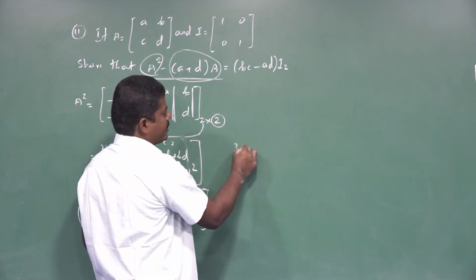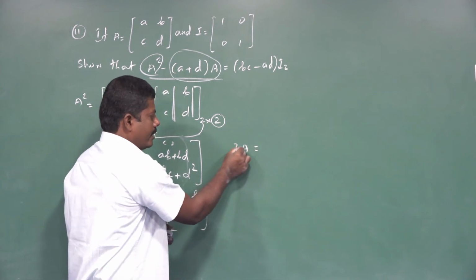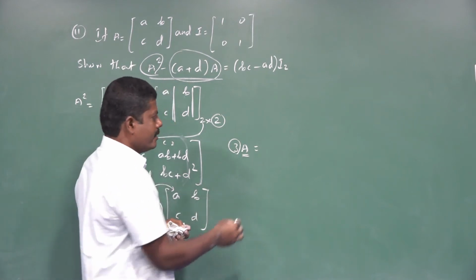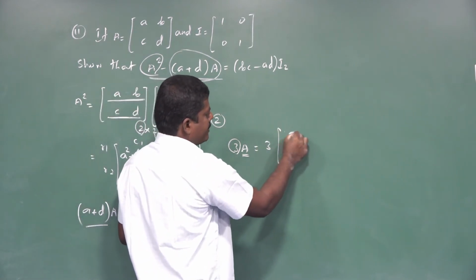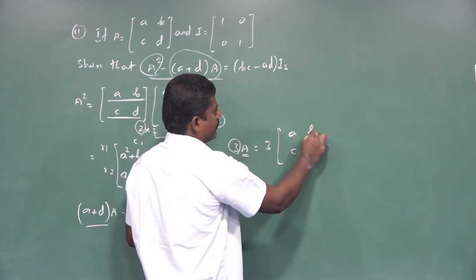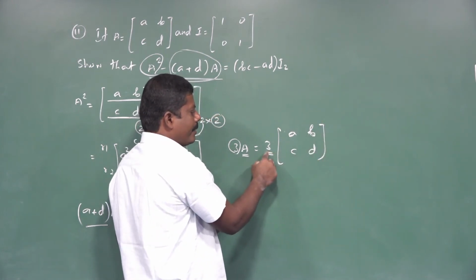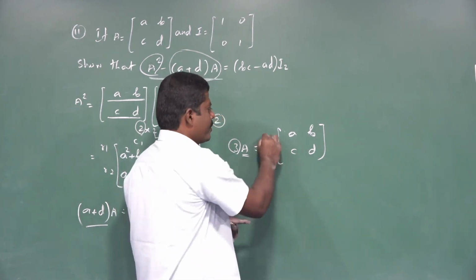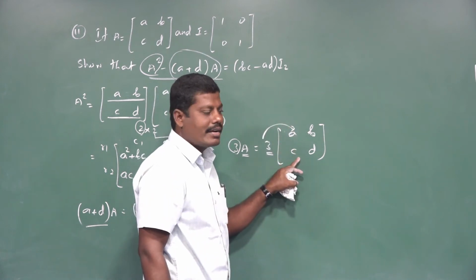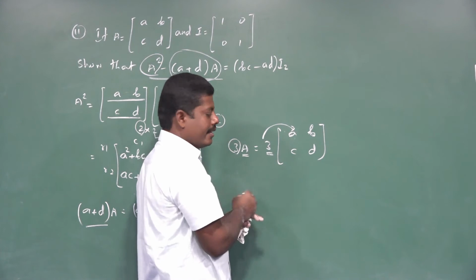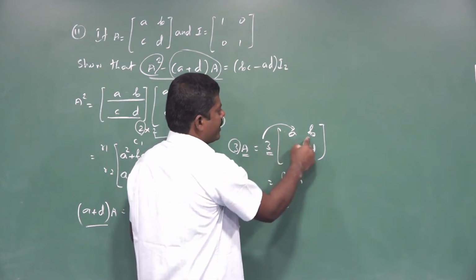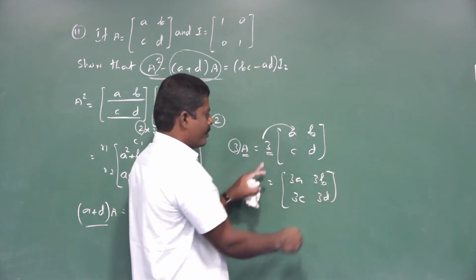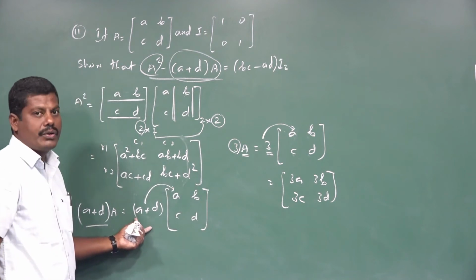If you want 3A, where 3 is a value, you multiply this 3 with each and every element of the matrix A, B, C, D. That gives 3A, 3B, 3C, 3D. Like that you want to multiply. Here also you want to do the same thing. Understand?